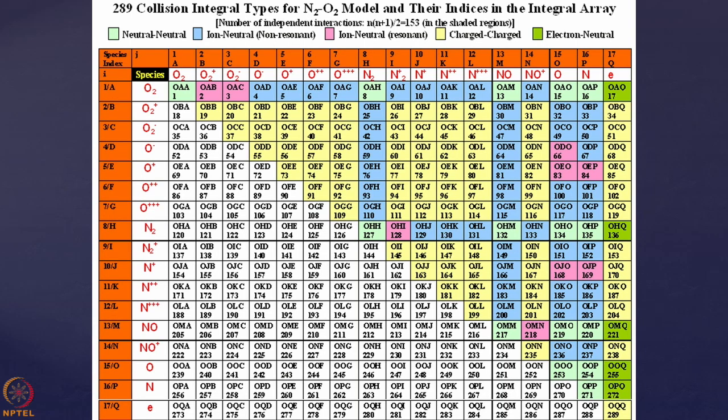So, the number of species for a realistic model that should be considered in this case, I have shown here, is 17 in number. What are they? O2, O2 plus, O2 minus, O plus, O double plus, N2, N2 plus, N plus, N double plus. Like that, I have considered 17 species. Now, each of the 17 species in this first row is interacting with each of them in the first column. So O2 with O2 will interact, O2 with O2 plus will interact, and that way you are seeing 17 times 17, that is 289 types of collisions present over here.